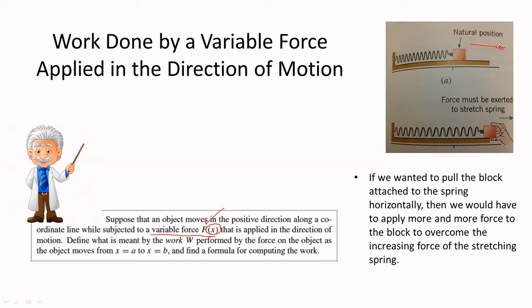Our movement is in this direction. Then we would have to apply more and more force to the block to overcome the increasing force of the stretching spring. So as the elongation of the spring increases, more force is needed for this block to be displaced farther away from the rest position of the spring. Let's say, for example, this is the rest position. So this is an example wherein the force that you are applying is increasing because you are extending the spring. So the longer the spring becomes, the greater is the force that you are applying.